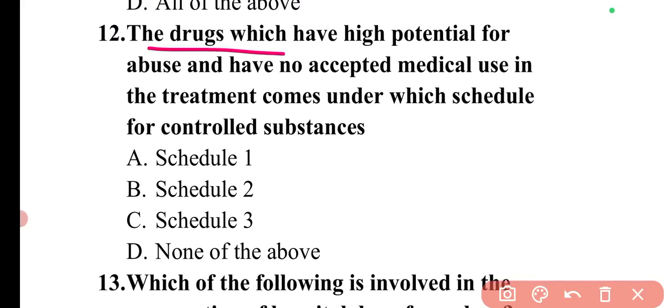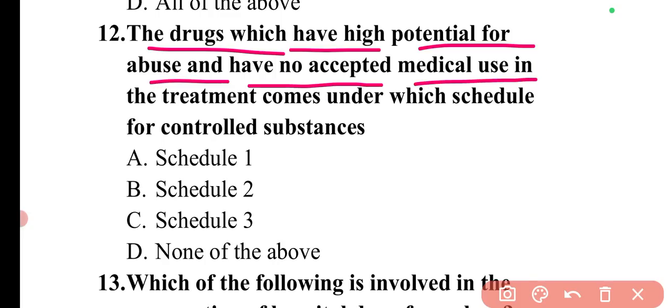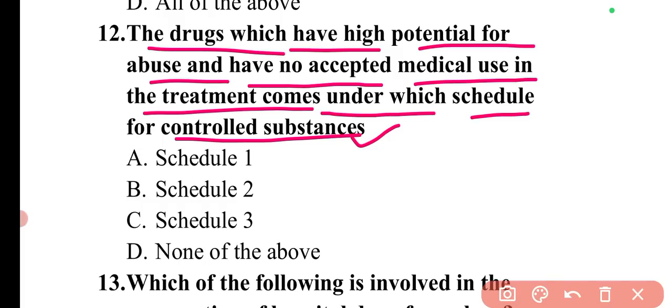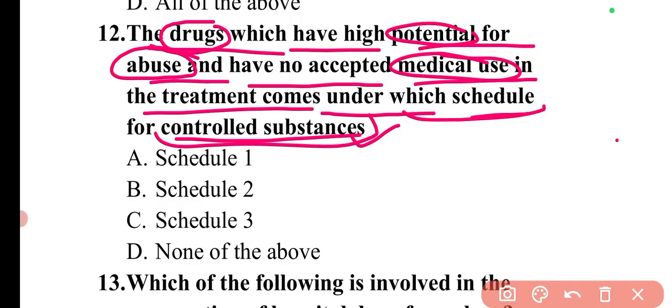So the question is, the drugs which have high potential for abuse and have no accepted medical use in the treatment come under which schedule for controlled substances? So the drugs which have high potential means they have the high power of producing abusive conditions in a patient, and there is no medicinal use in the treatment of these type of drugs. So for controlled substances, these come under schedule number 1. So here option A will be the correct answer.